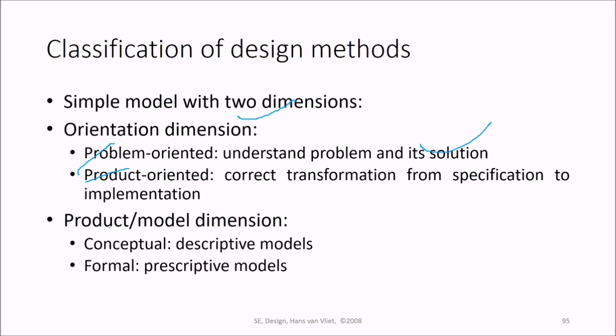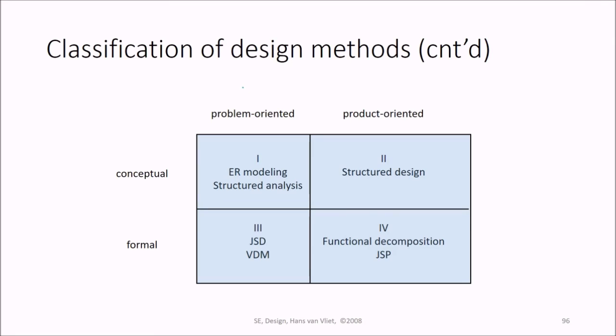And what about the product and model dimension? That can be conceptual or formal. In conceptual, we have descriptive models. In formal, we have prescriptive models. These are the classifications of design methods.